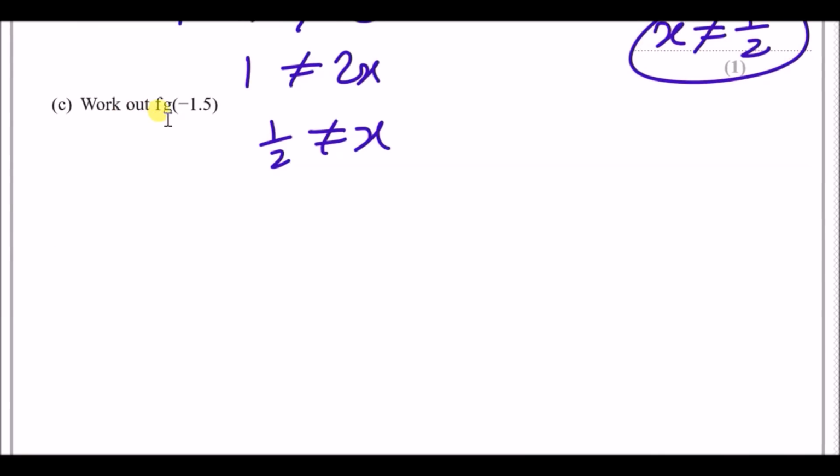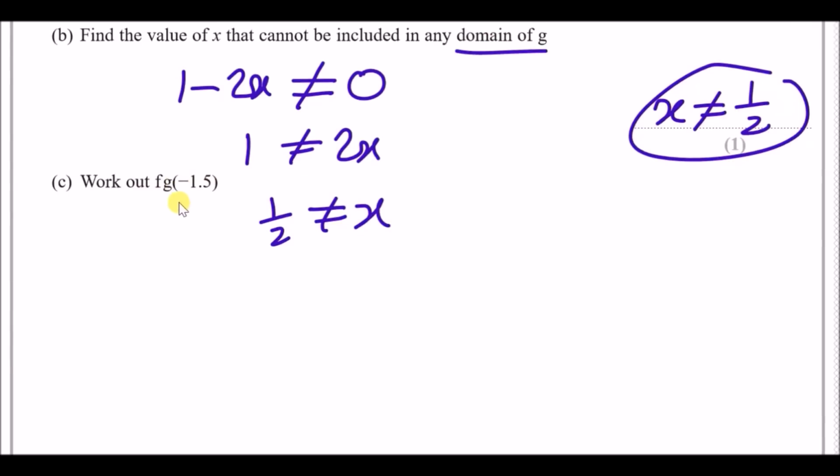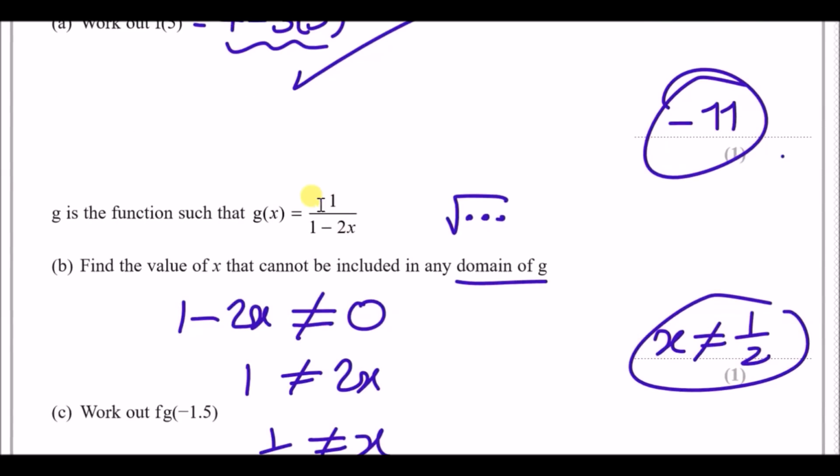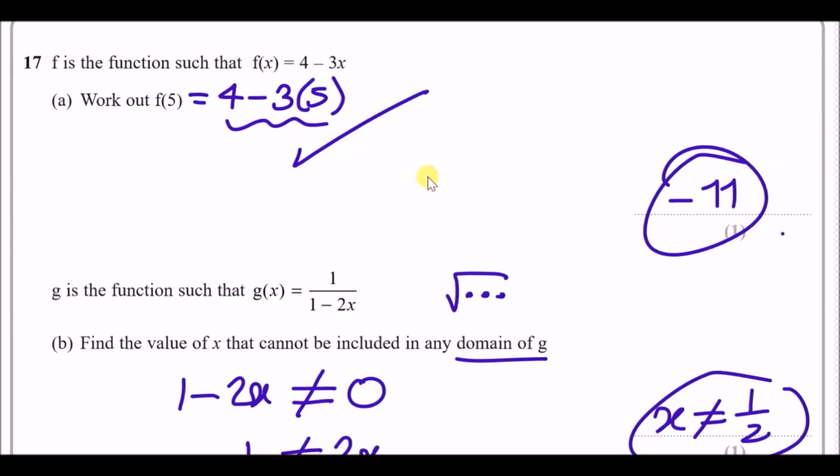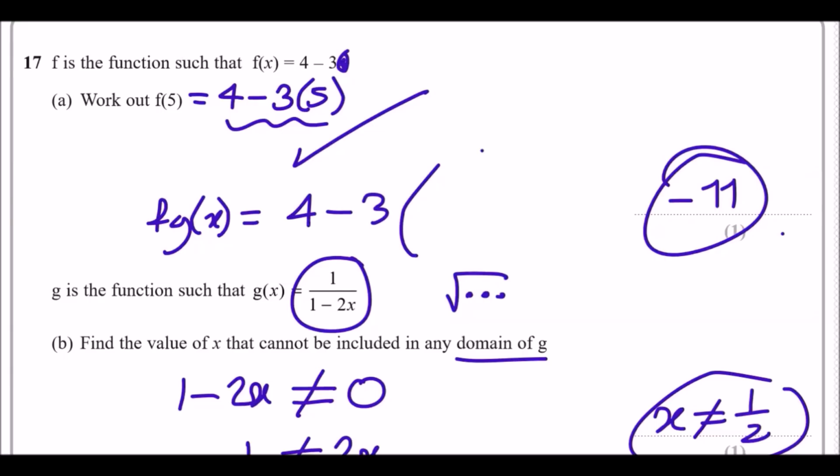Okay, so work out fg(-1.5). What this tells us is that we have to plug g into f. That's what fg means. G goes inside f. So taking this g function, we're going to pop it into f. When you say pop it in, it literally means replace the x bit of f and put this g inside. So we're going to have fg(x) equals 4 minus 3 times 1 over 1 minus 2x.